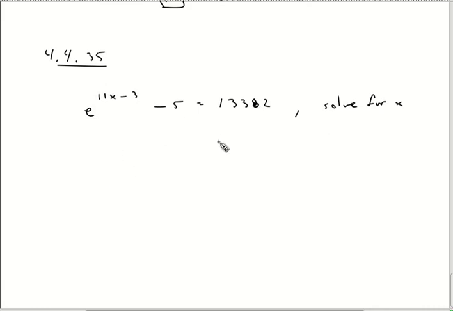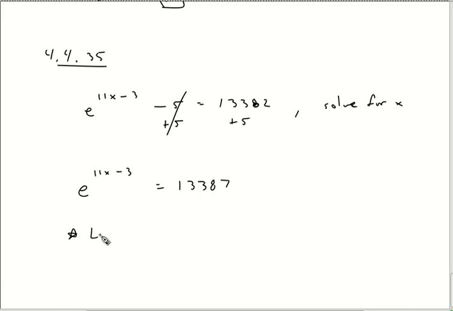Now I say, hey, I want to get the same base on both sides. And you're like, okay, well, I guess I can add 5 first, right? I want to simplify it a little bit. So e to the power of 11x minus 3 is equal to now 13,387. Okay. How do you get an e over here? You can't. You can't.